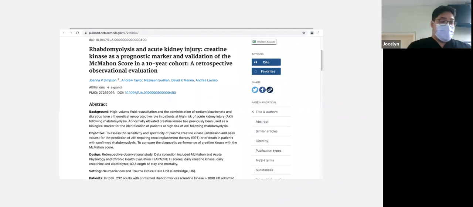According to this study, CK is not specific to tell that AKI is worsening in rhabdo, because CK is delayed, just like I mentioned before. So that's why we use the McMahon score, because the sensitivity and specificity are almost the same. The sensitivity is around 85%. The specificity is 68%. It's almost the same as CK alone. That's why we use the McMahon score.